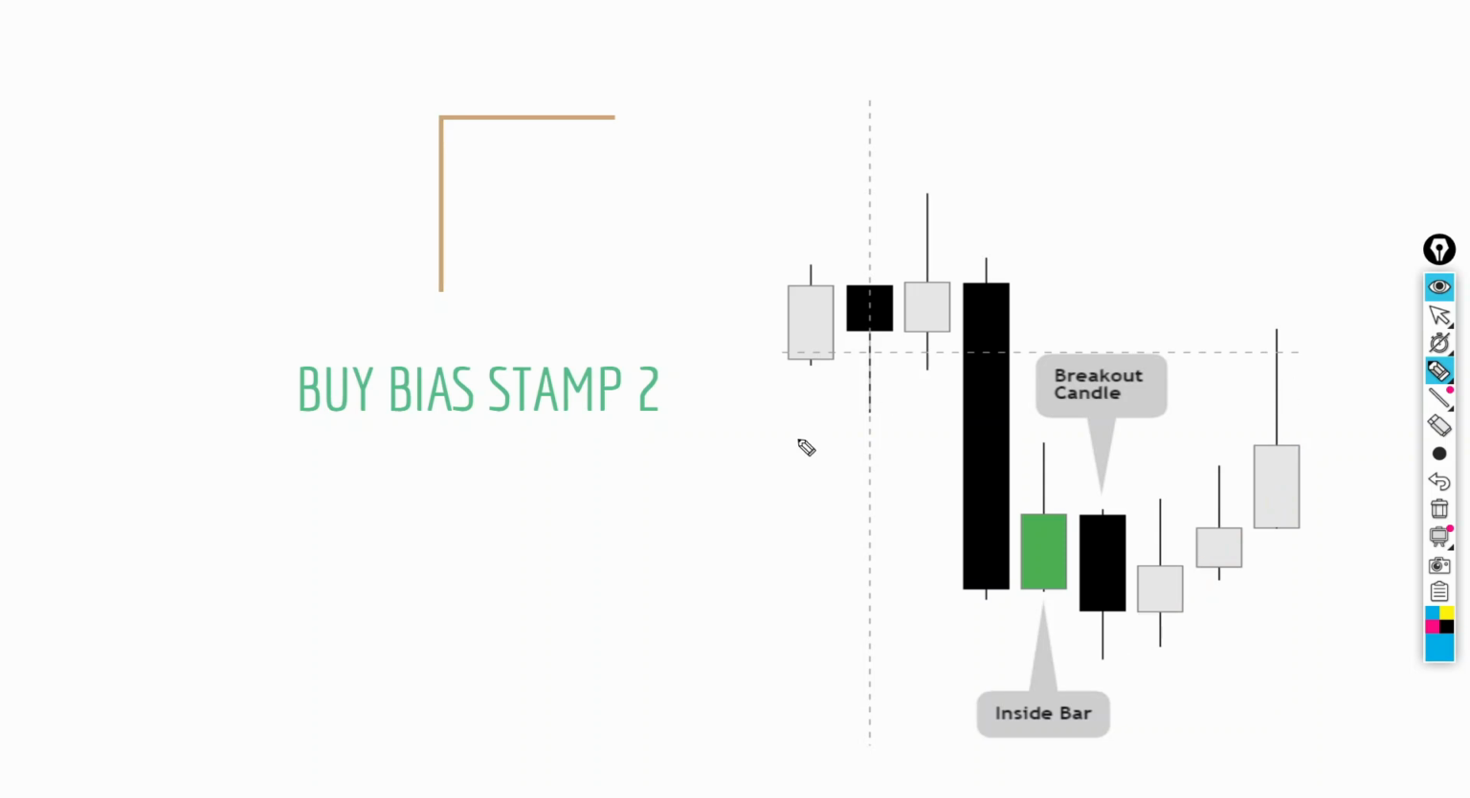So what happens, for example, if we have this as an inside bar and we have this as a bearish candle? Assuming that we have our inside bar here and our mother bar is here, and the breakout bar is here, let's say this is bullish, right? This is bullish and this is bearish.